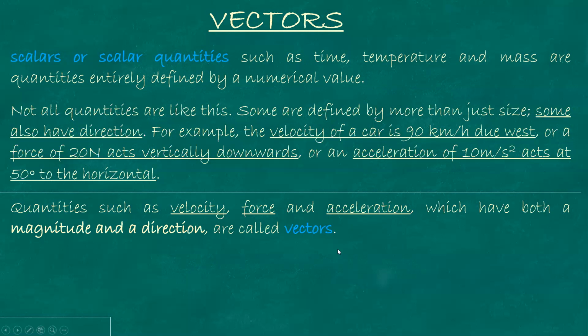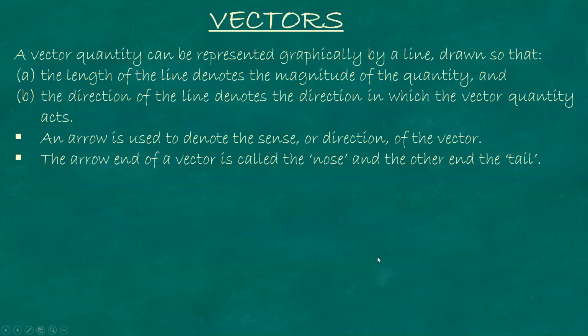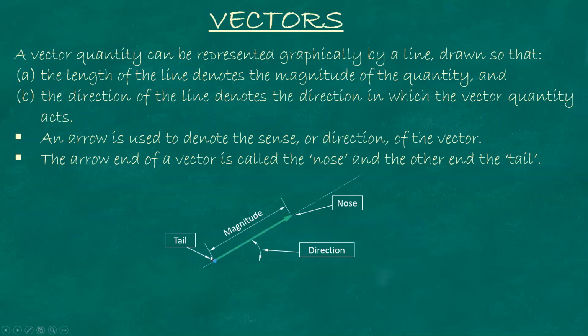So sa ating video, I will focus on forces. Okay? So a vector quantity, in general, can be represented graphically by a line drawn so that the length of the line denotes the magnitude of the quantity and the direction of the line denotes the direction in which the vector quantity acts. So yung nani, ang length of the line mo ng magnitude and then mo din ang direction.